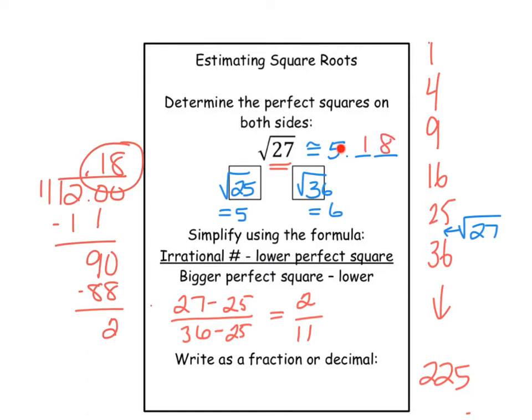So where did the 5 come from? The 5 came from the lower perfect square. The 18 came from dividing the difference between the irrational number and the lower perfect square by the difference between the bigger perfect square and the lower perfect square, and changing that fraction into a decimal.